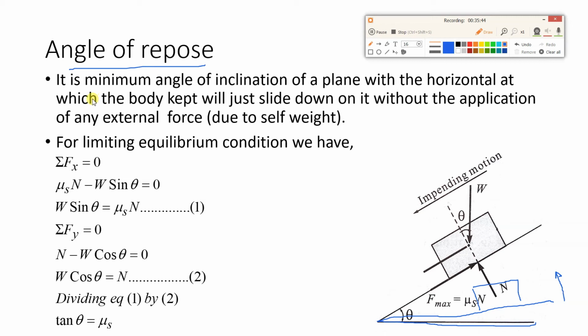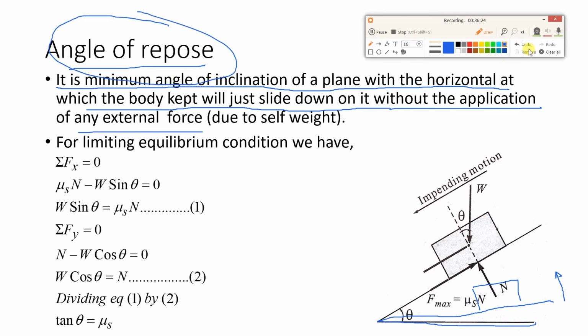I'll read the definition of this. It is the minimum angle of inclination of a plane with the horizontal at which the body kept on it will just slide down without the application of any external force. It is because of self-weight. Again I'll give you the example. We have a horizontal plane and an inclined plane. Suppose this inclined plane is movable. You can slowly increase the inclination and check at which angle this block moves. That angle is called angle of repose.